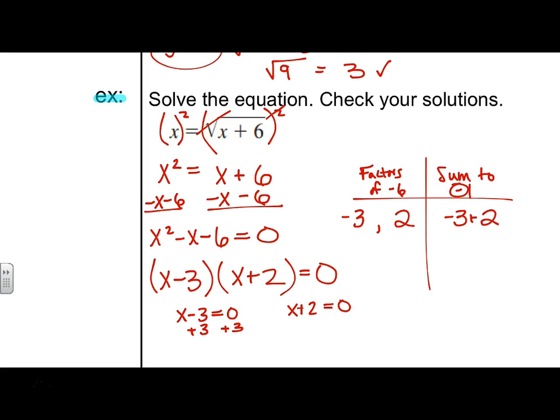When we set equal to 0, what are the two answers that I get? 3 and negative 2. Our test is on Tuesday, it's on the calendar.